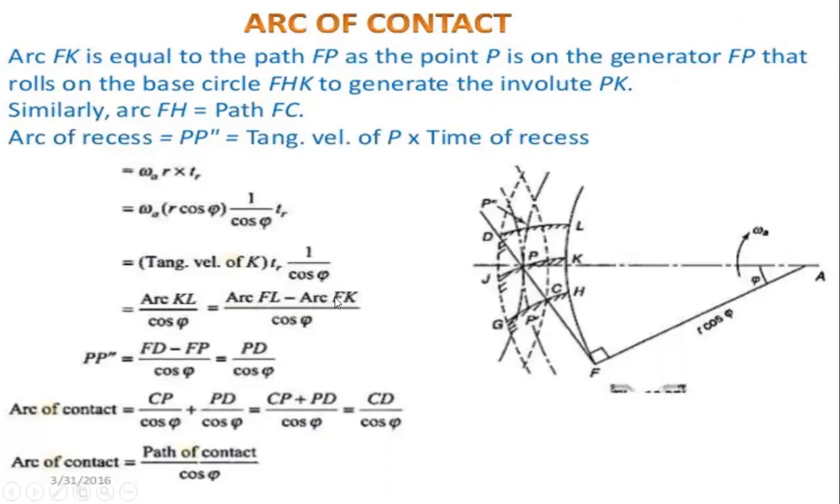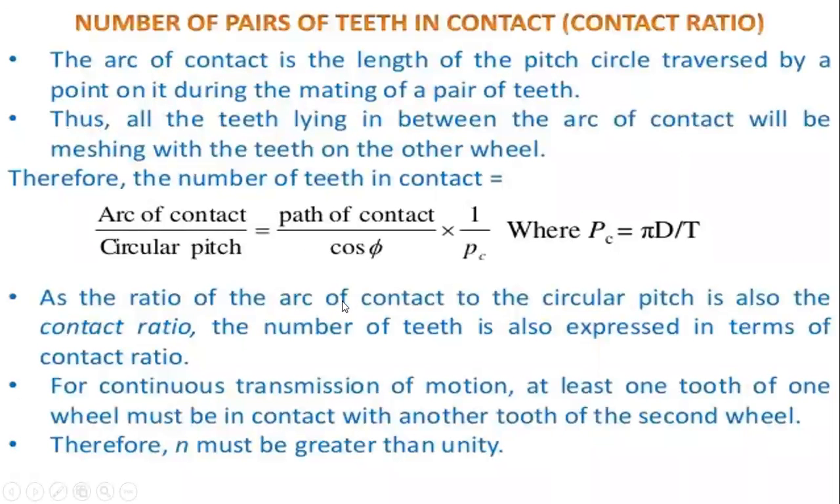So this is about the arc of contact. And now we are going to find out the number of pairs of teeth in contact. So what is the number of pairs to be taken? Generally, the arc of contact is the length of the pitch circle that has been traversed by a point on it during the mating of a pair of teeth. So this can be taken as the mating of a pair of teeth.